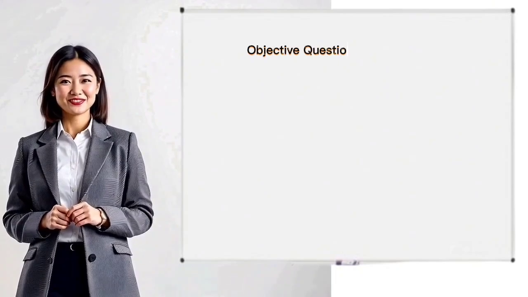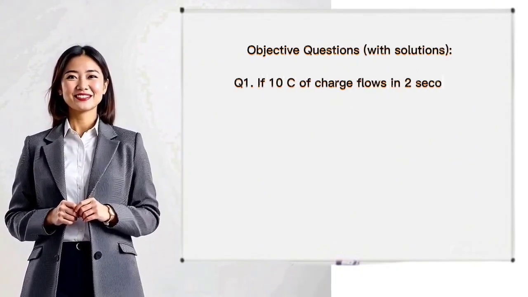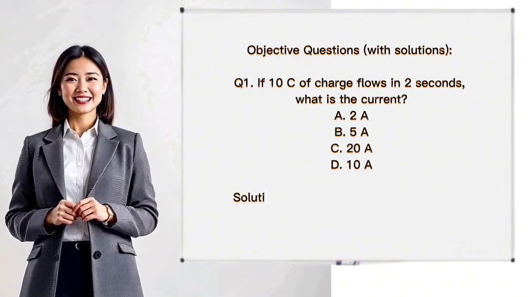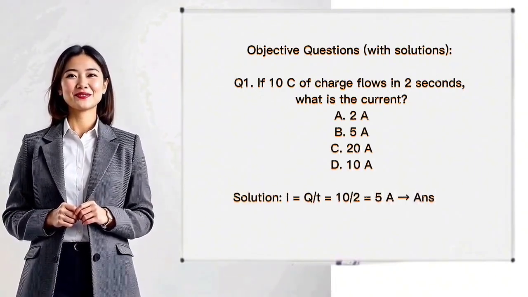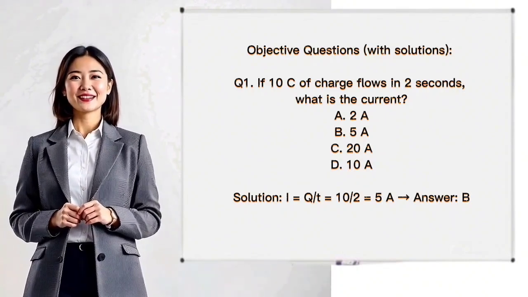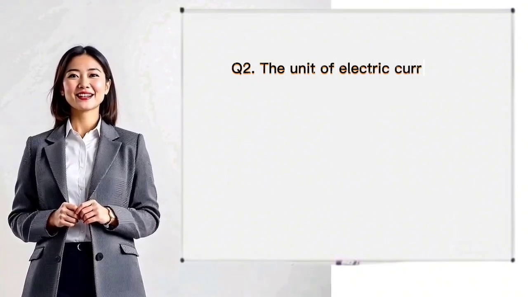Objective questions with solutions. 1. If 10 C of charge flows in 2 seconds, what is the current? A. 2 A, B. 5 A, C. 20 A, D. 10 A. Solution: I = Q/T = 10/2 = 5 A. Answer B.